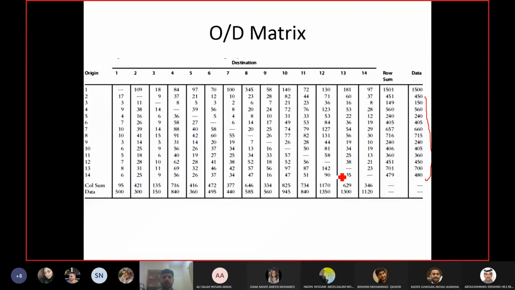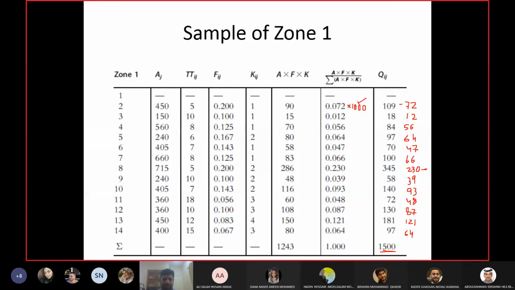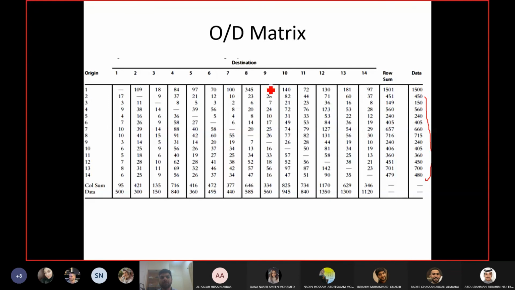Normally when you apply the gravity method, and using the AFK factor is the gravity method, the rows will automatically balance because you are already using the number of trips produced. So the rows will automatically balance, but the columns will not be balanced. The row summations are known as trip productions. So this is 1500 trips produced from zone 1, 450 trips produced from zone 2, and so on and so forth.